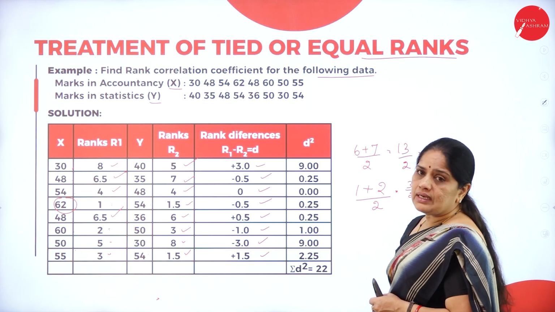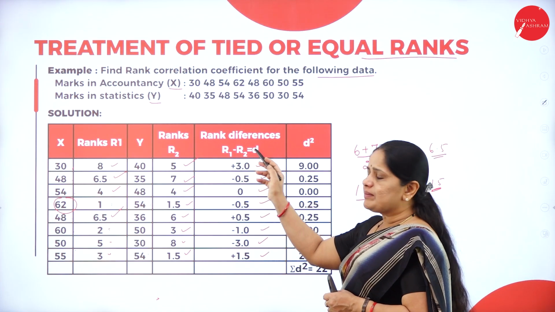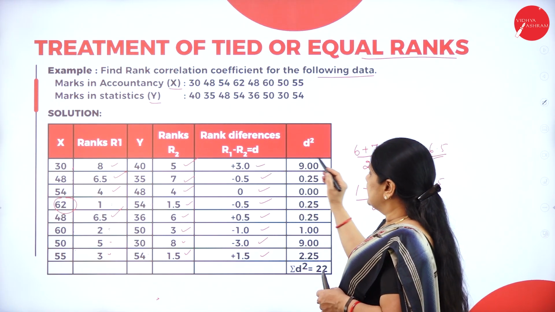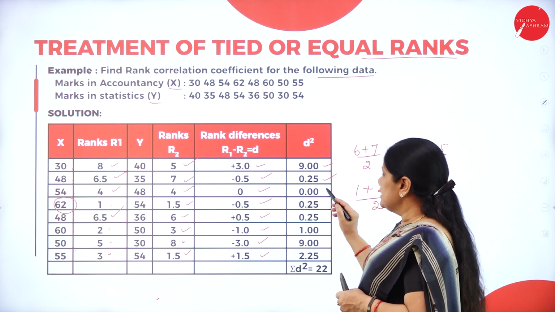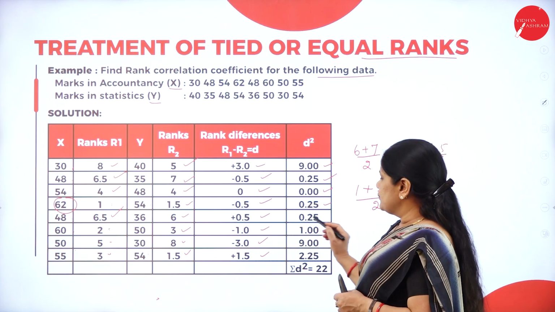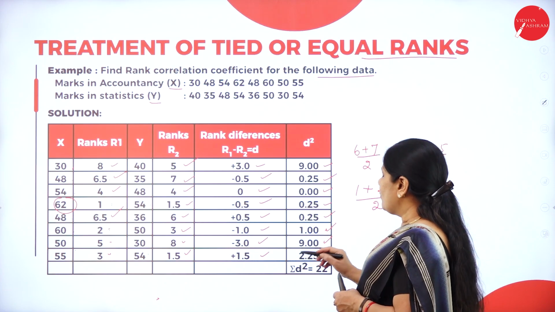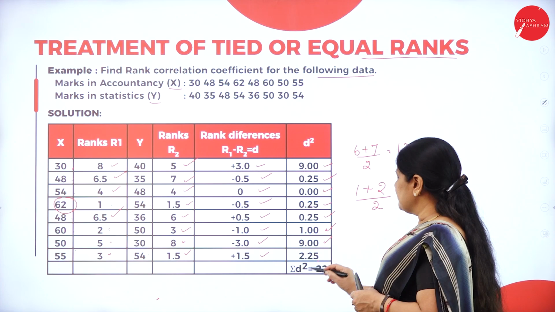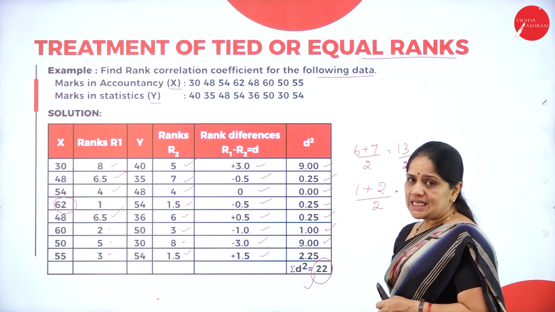Now in the last column I have to square the D column, the deviation R1 minus R2. So 3 3s are 9, 0.5 into 0.5 is 0.25, 0 into 0 is 0, 0.5 into 0.5 is 0.25, 0.25, 1, 3 3s are 9, 1.5 into 1.5 is 2.25. So the sigma D square, when I add all the values, I am getting 22.